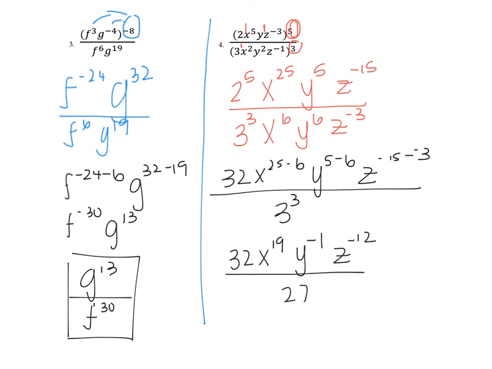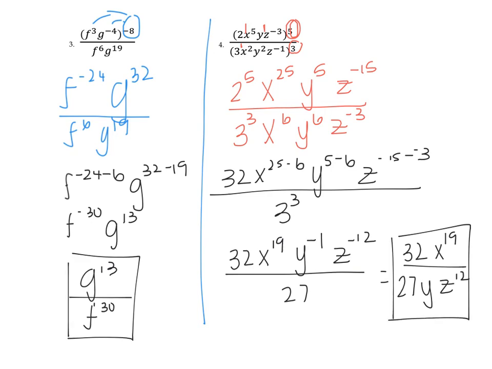Let's go ahead and make all of our exponents positive by moving them where they need to be. So we'll be left with 32 in our numerator and x to the 19th. And then we need to move down our other variables with our 27. So that'll be y. Now it'll be a positive first power, but we really don't need to write that 1, so I'm just going to leave y without 1. And then z to the 12th power. And that's our final answer for that problem.